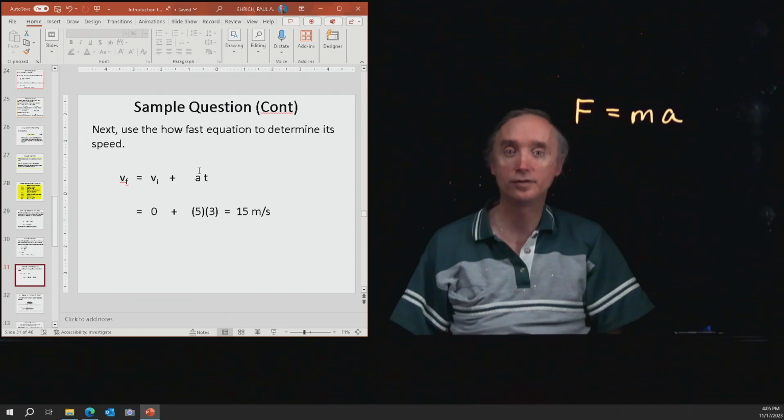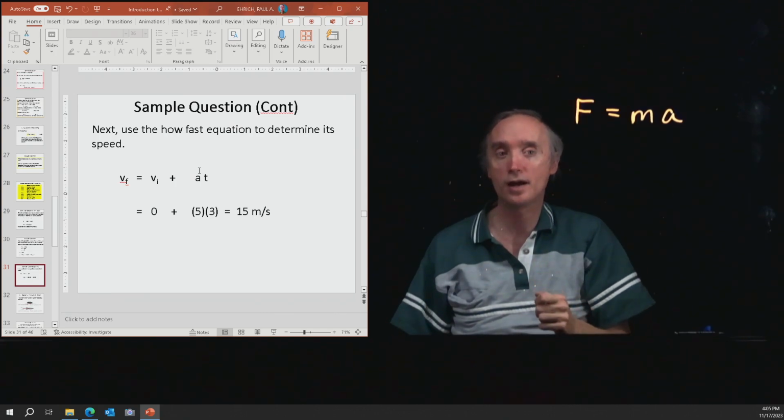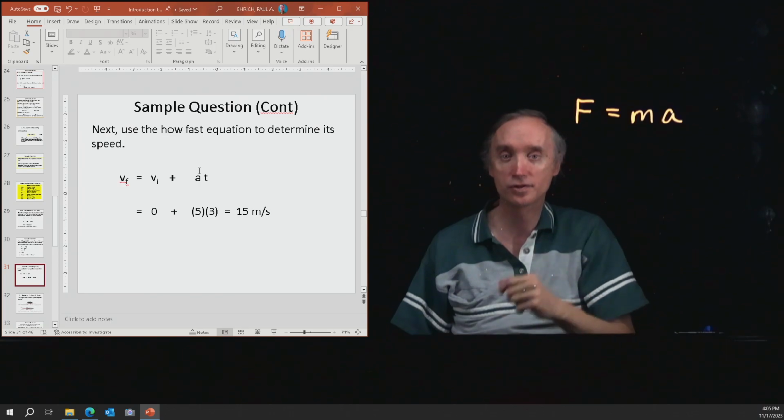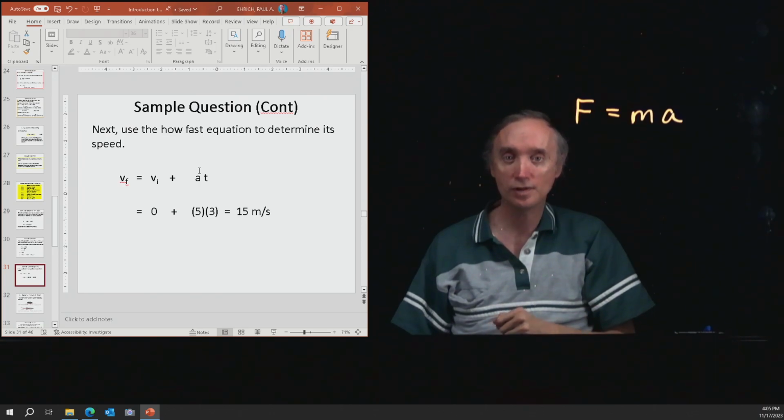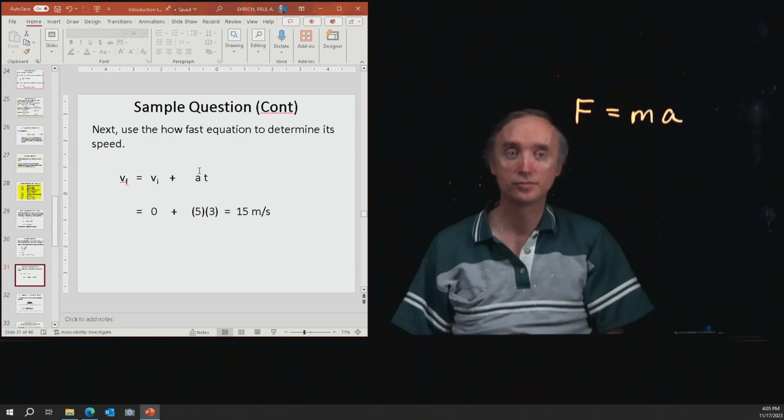But we were given time, so we've calculated the A, and we know the time. We also know it started at rest, so its initial speed is 0. So 0 plus 5 times 3 is going to be 15, and then speed is meters per second. So that's the whole point of using Newton's second law.